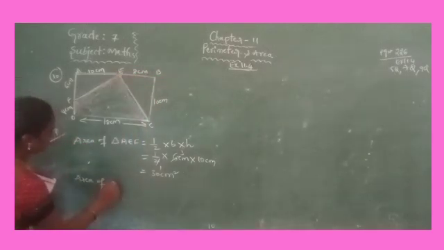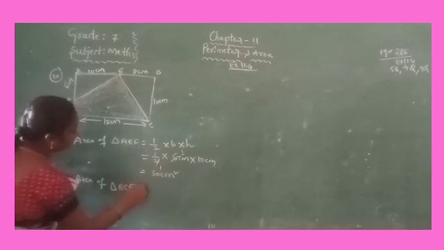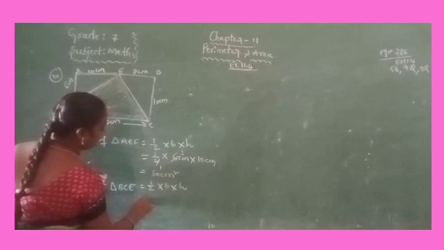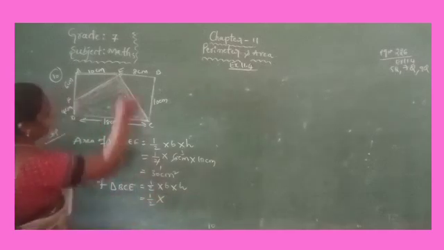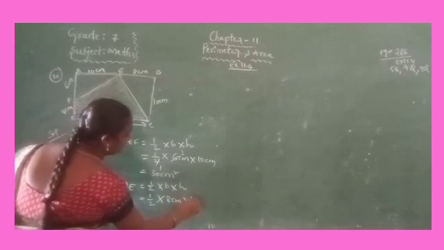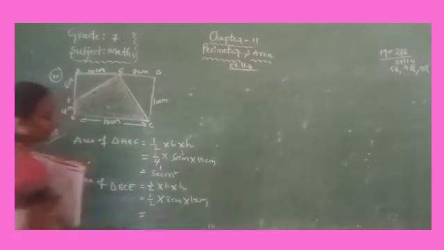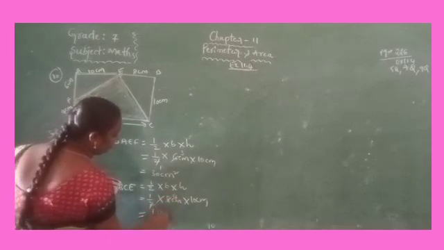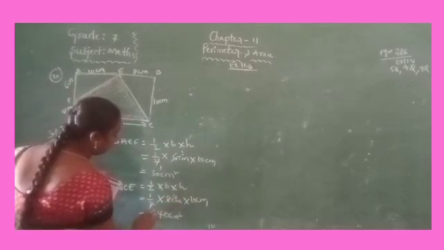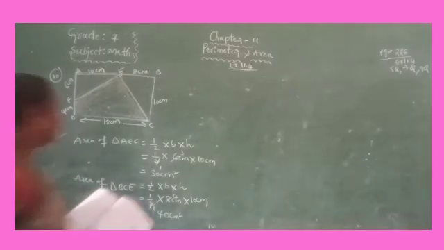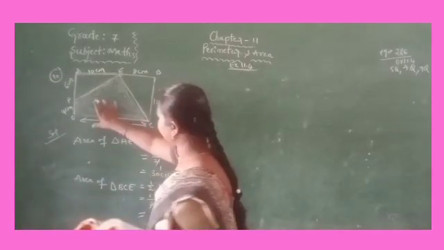After that, find the area of triangle BCE. It is half into base into height. Half into, what is the base here? 8 centimeter. Very good. And BC is 10 centimeter. Now, two ones are two, two fours are 8, how much? 40 centimeter square. Now we have to find the shaded area.